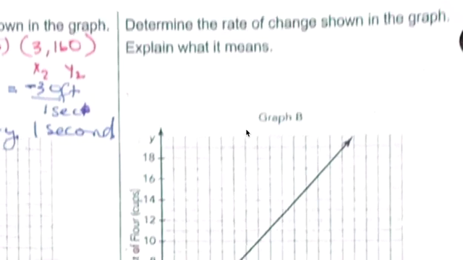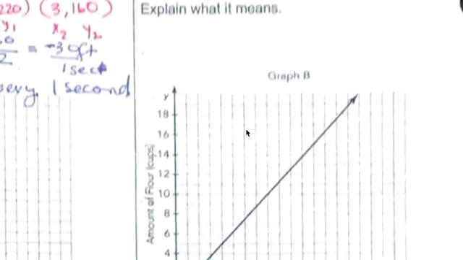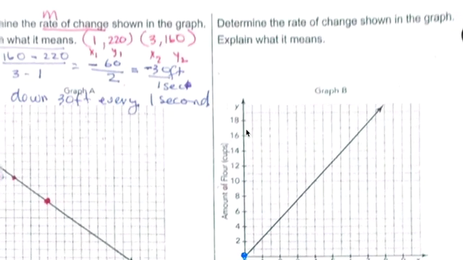This will be on there. Determine the rate of change. All these will be shown in the graph. Explain what it means. Okay, rate of change. Let me see. I'll pick 0 for sure. (0, 0), right? This is an easy graph because it has (0, 0).